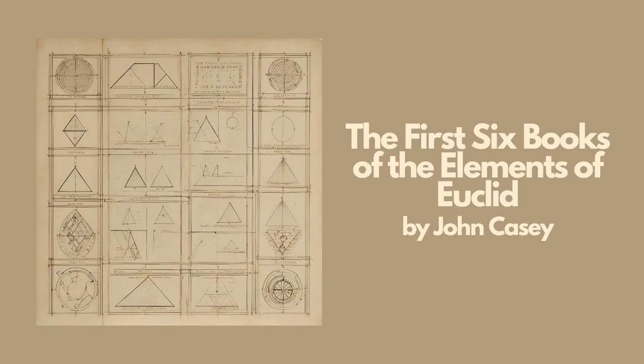Prop. 6. Theorem. If two right lines, AB, CD, be normals to the same plane as X, they shall be parallel to one another.